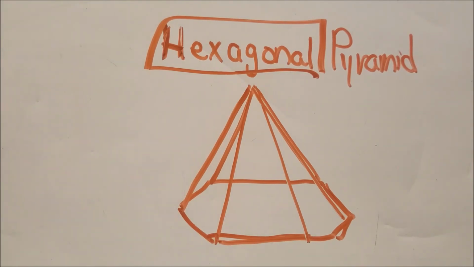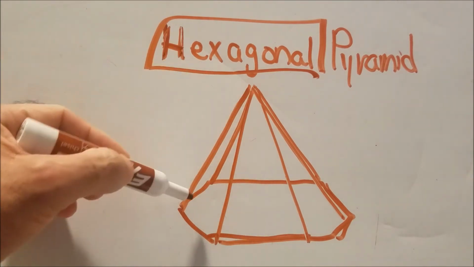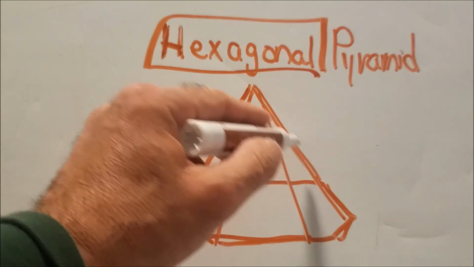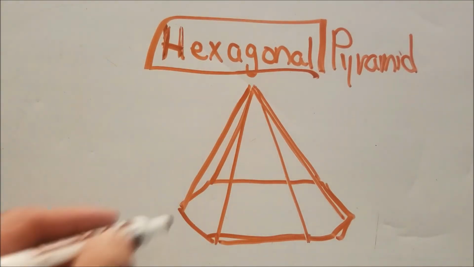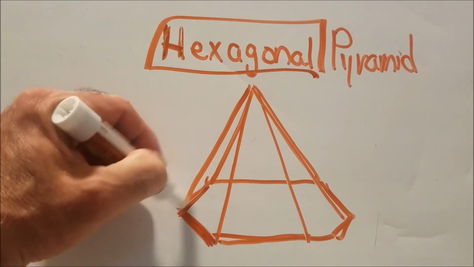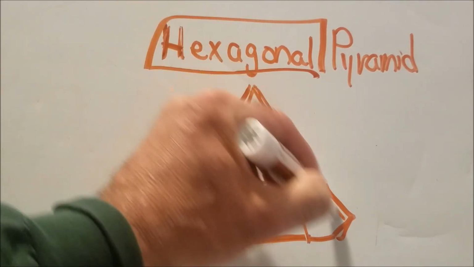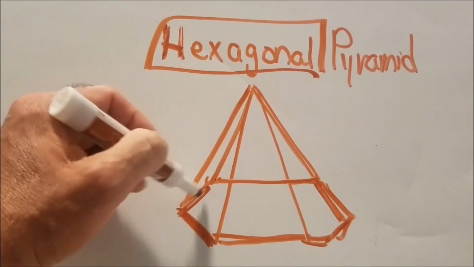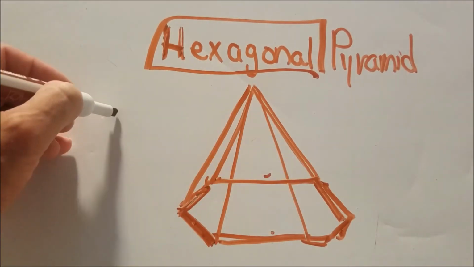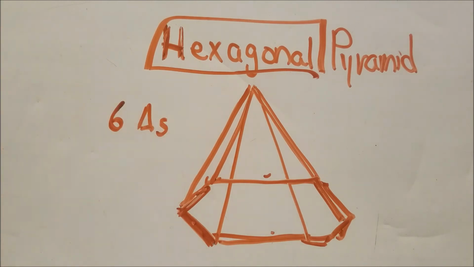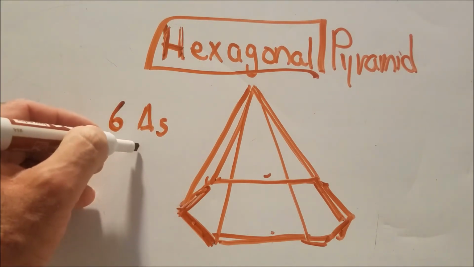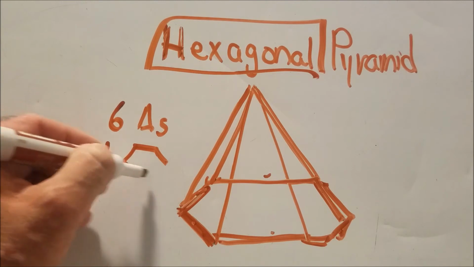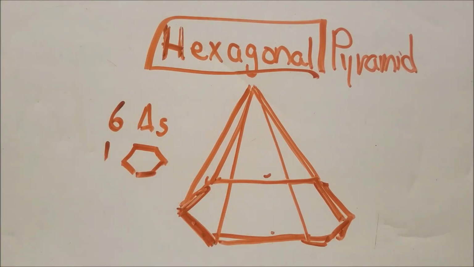So how can we get the area of this? Well, first of all, how many faces do we have? There's 6 triangles, right? We have 1, 2, 3, 4, 5, and 6. We have to have 6 because all the triangles are connecting to the hexagon, right? We have 6 triangles. And then we have one hexagon base. So we have 7 faces.